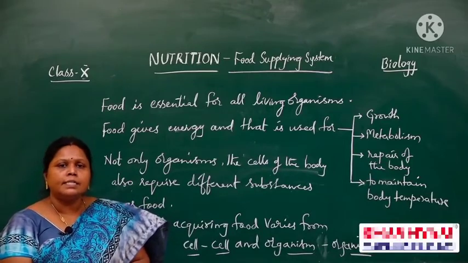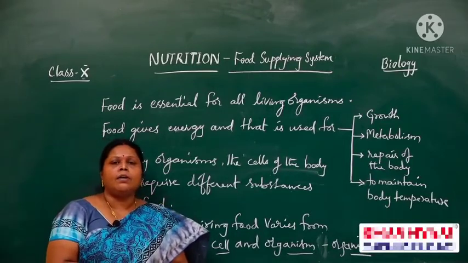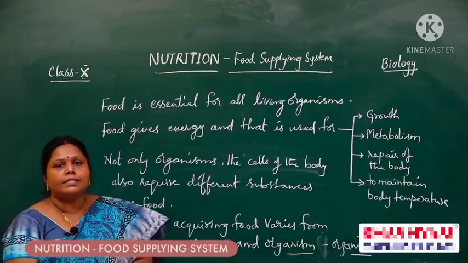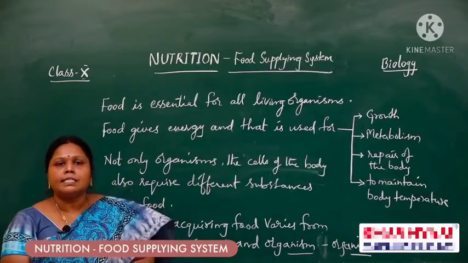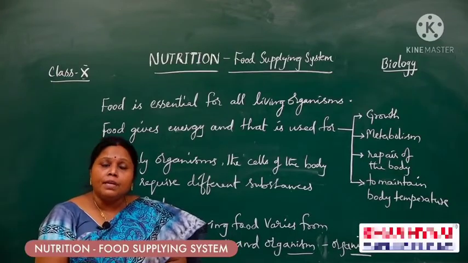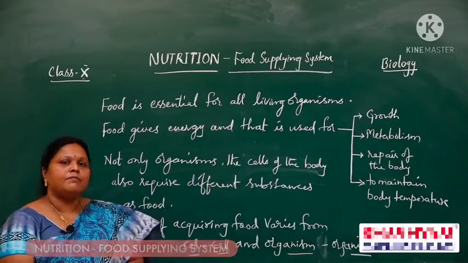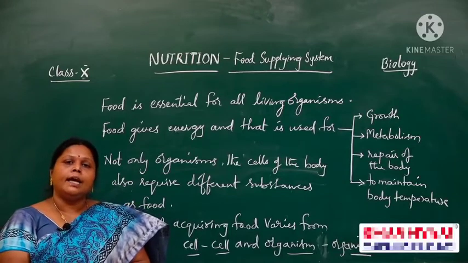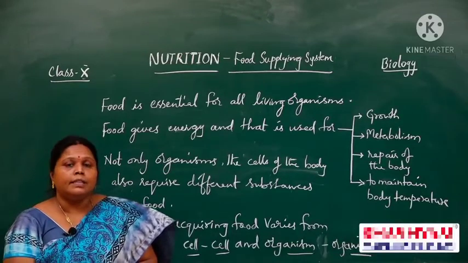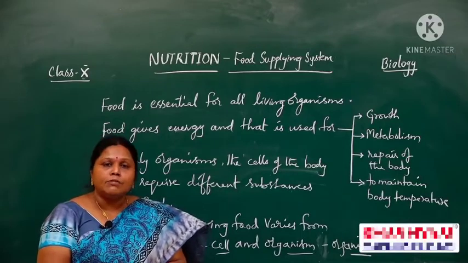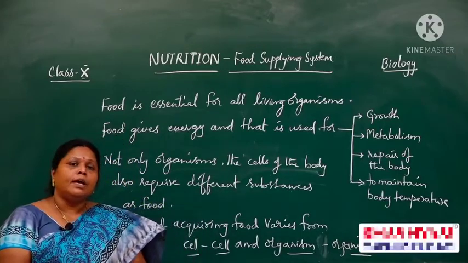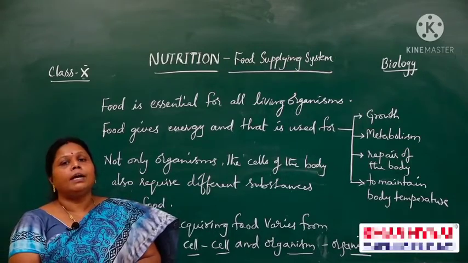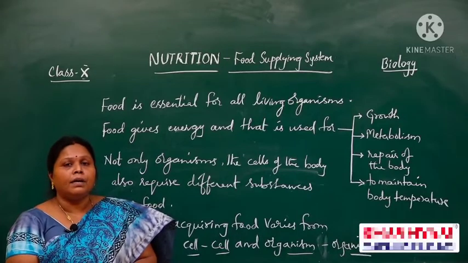Then what are cells? Yes, in your previous classes you all learned that the cell is the structural and functional unit of living organisms, isn't it? And the cells contain cell organelles and these cell organelles have their own functions. So, to perform their functions, these cell organelles need energy and that energy they get from the food. So, that is why the organisms need food as well as the cells which make up the body also require energy that they get from the food.